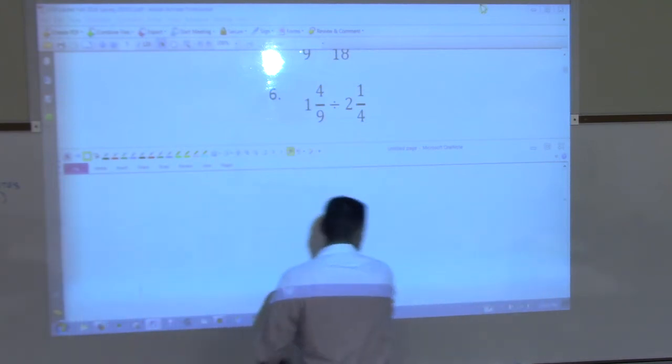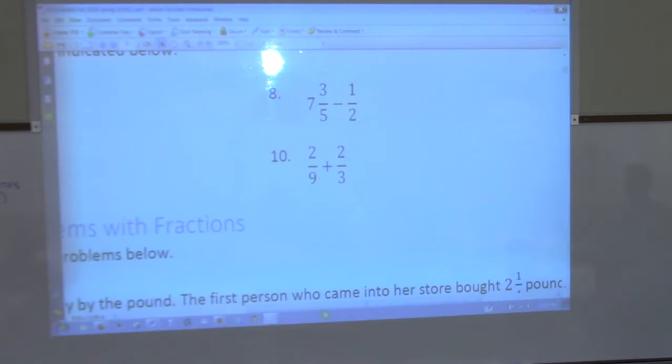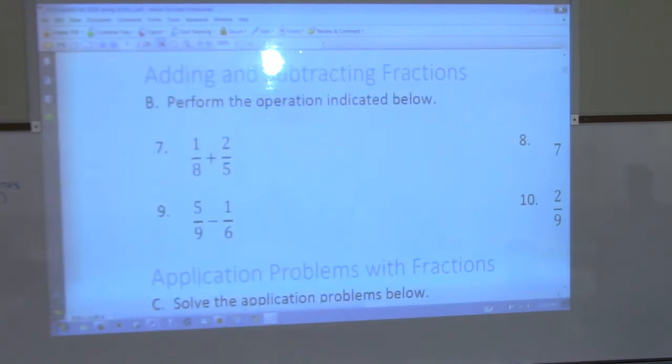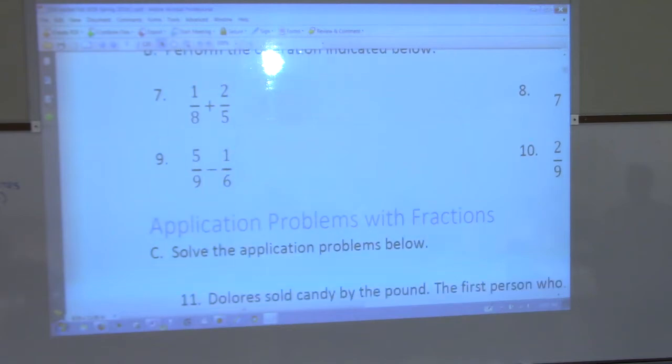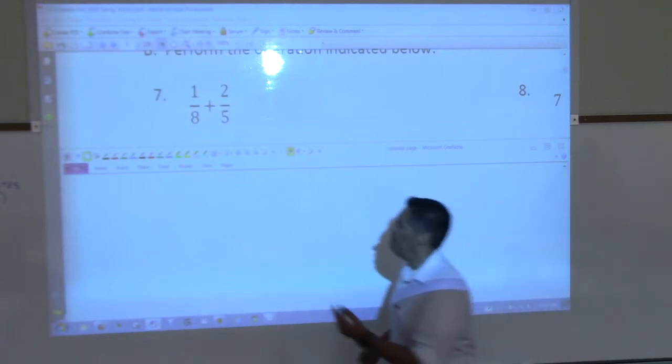Back to the other stuff now. Unless y'all don't want me to, I don't have to do that stuff. Okay, adding and subtracting fractions. You ready for this part? So when it comes to adding and subtracting fractions, what's the most important thing? You have to have the same denominators. You have to have a common denominator.